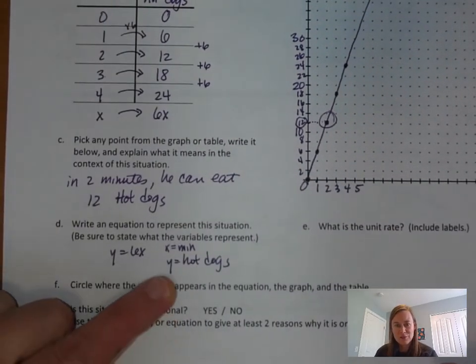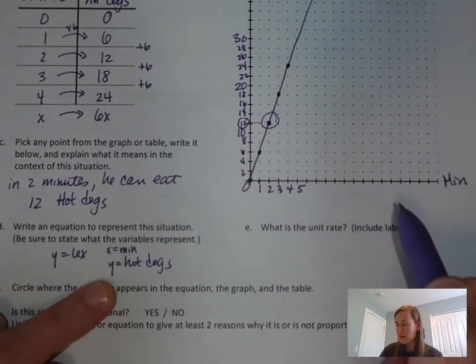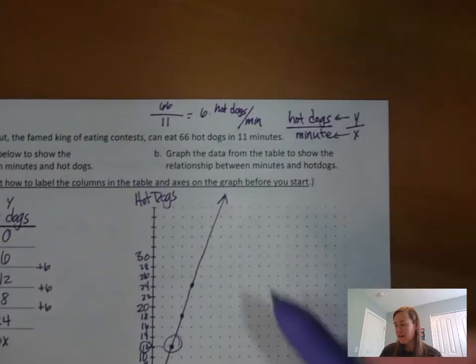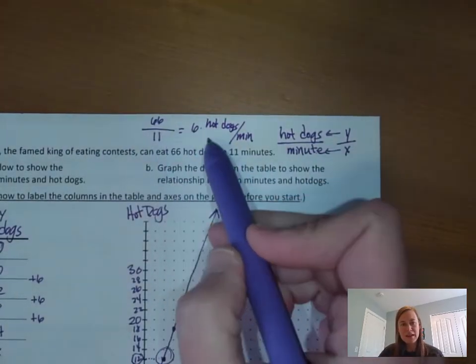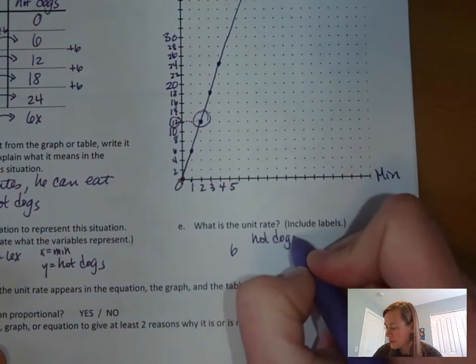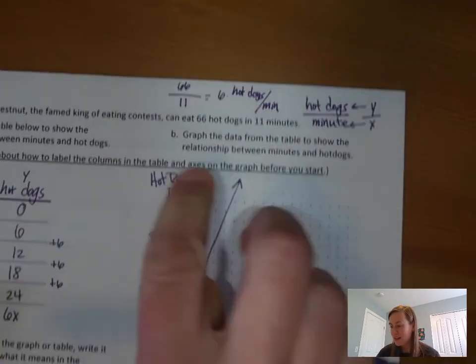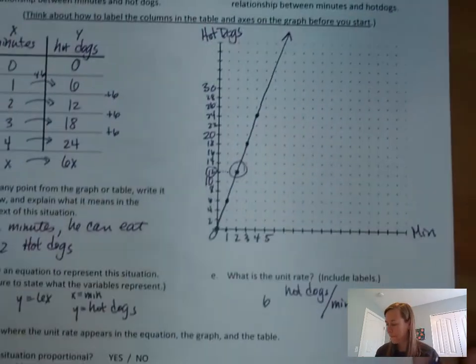All right, x equals minutes, y equals hot dogs. What's the unit rate? Include labels. Now we were just talking about how the unit rate is 6, just like up here, because we divided it out, and that is hot dogs per minute. So we talked about how to get that just a second ago. If you need to rewind and hear that again, just go back to where I was writing up here, okay?